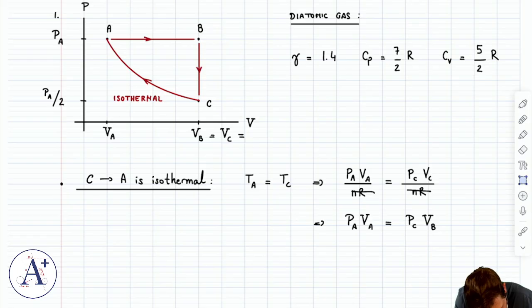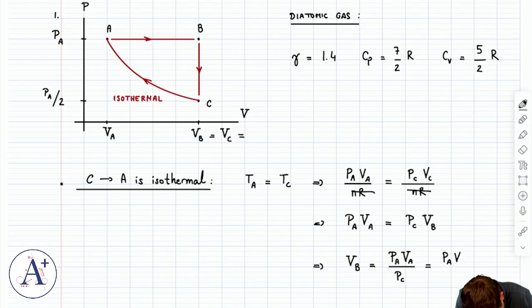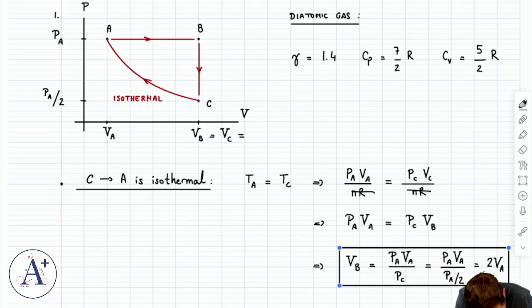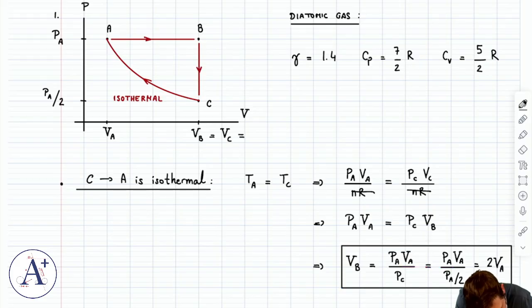So let's see what we get. We're going to find that VB is PA VA divided by PC. And PC is PA over 2. So it's PA VA divided by PA over 2, and so it's 2 VA. Makes sense. For an isothermal process, if you halve the pressure, you double the volume. So this is 2 VA.